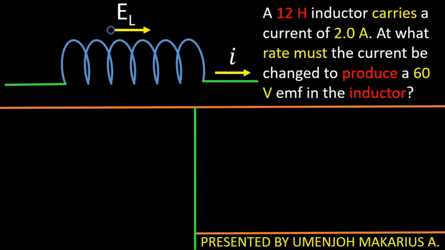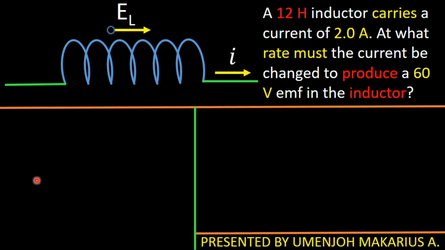Great, guys. Here's the question we have on screen. The question reads that a 12 Henry inductor carries a current of 2.0 amperes. At what rate must the current be changed to produce a 60-volt EMF in the inductor? Alright, so guys, that's the question. So please pause the video and give it a try, then unpause it to check the final solution and explanation. Done? Great.